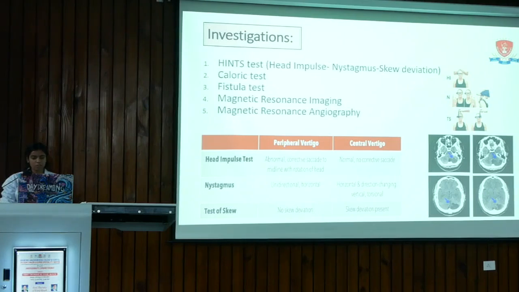The nystagmus in peripheral vertigo is unidirectional and horizontal, whereas in central vertigo it is horizontal and direction changing, vertical and torsional. There is no skew deviation in peripheral vertigo, whereas there is skew deviation present in cases of central vertigo.